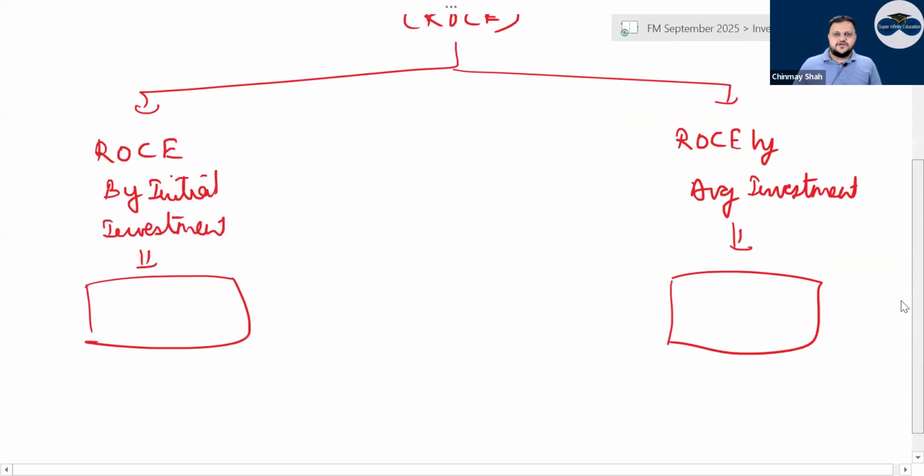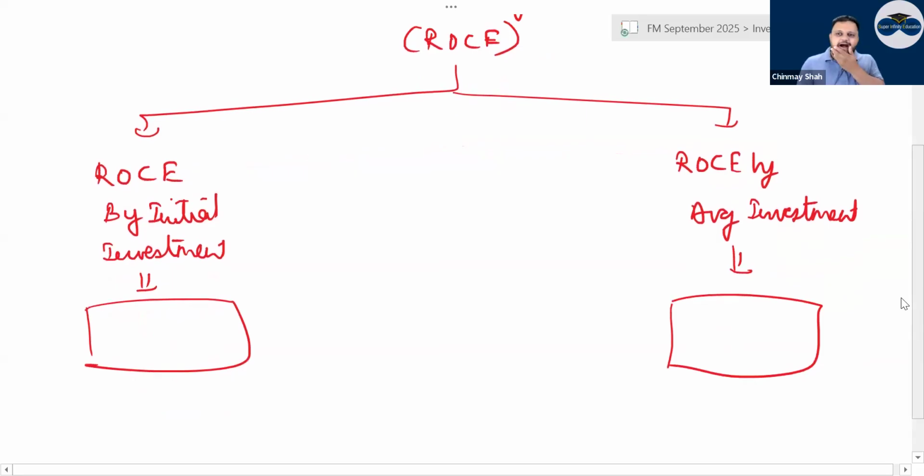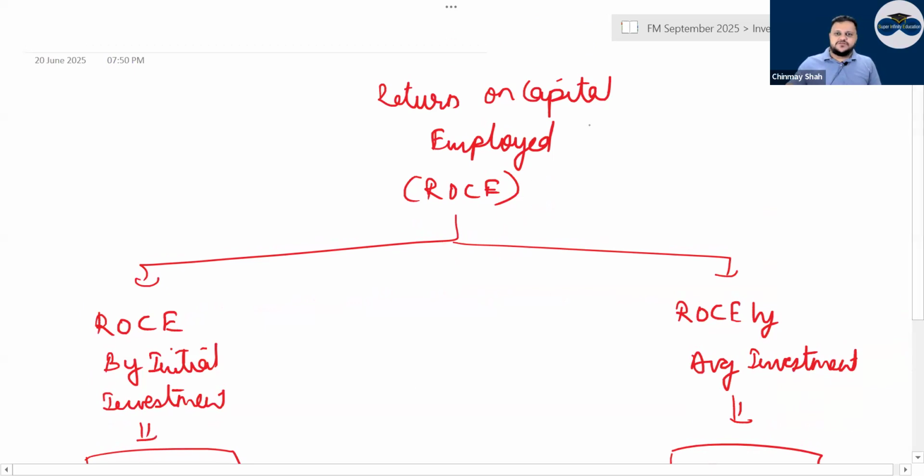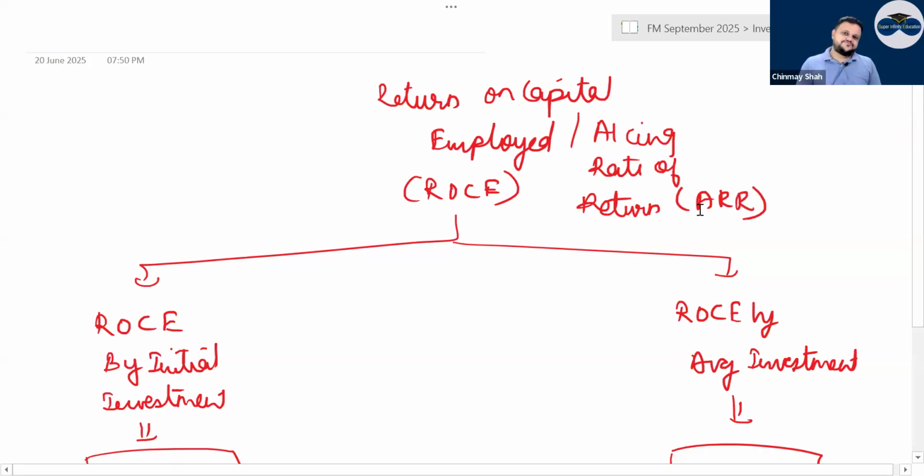Formula के नीचे you have to write understanding of formula as well. ROC or return on capital employed. हाँ, one more name for this. It is also called the accounting rate of return, ARR. You may find the word ARR also.